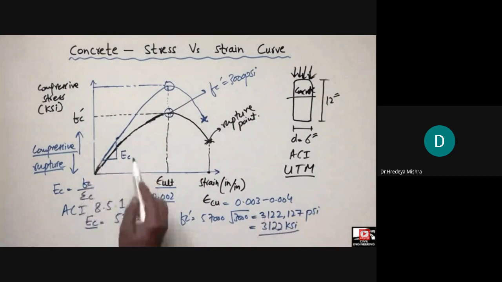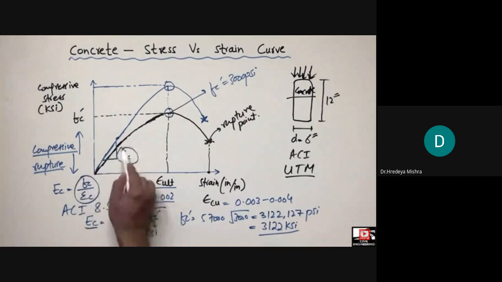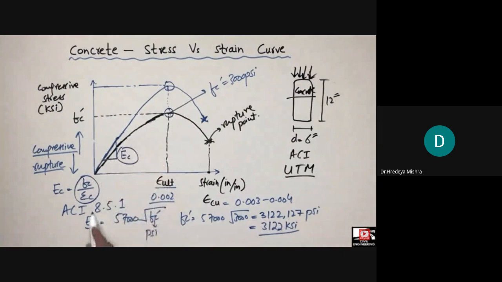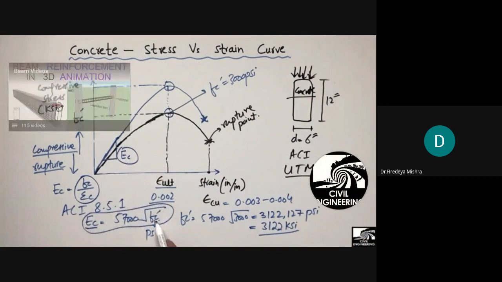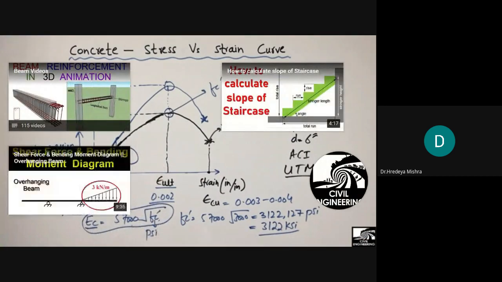We can divide the compressive stress over the compressive strain. We can get the elasticity of the concrete only for the linear portion. But we can also find the elasticity by this simple formula, where we can put the compressive strength of the concrete and multiply with the constant, and we get the elasticity of the concrete in the unit of psi.